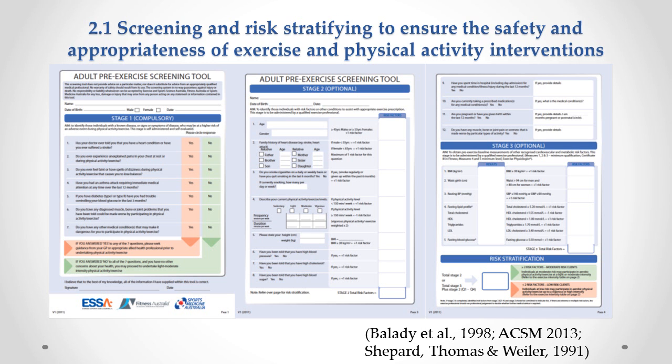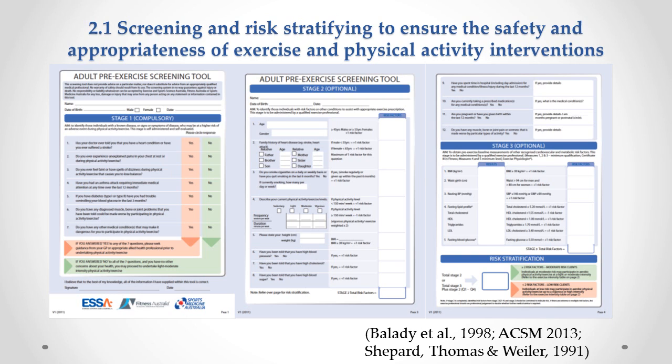During my time on placement, I used the adult pre-screening tool, which was developed by ESSA and Fitness Australia to help assist health practitioners to appropriately screen and risk stratify their clients. The pre-screening tool consists of 3 stages, with only the first stage being compulsory. The first stage of the tool is a simple yes/no question. If the client circles yes to any of the questions, they are required to receive a clearance from their general practitioner prior to exercise or exercise testing.